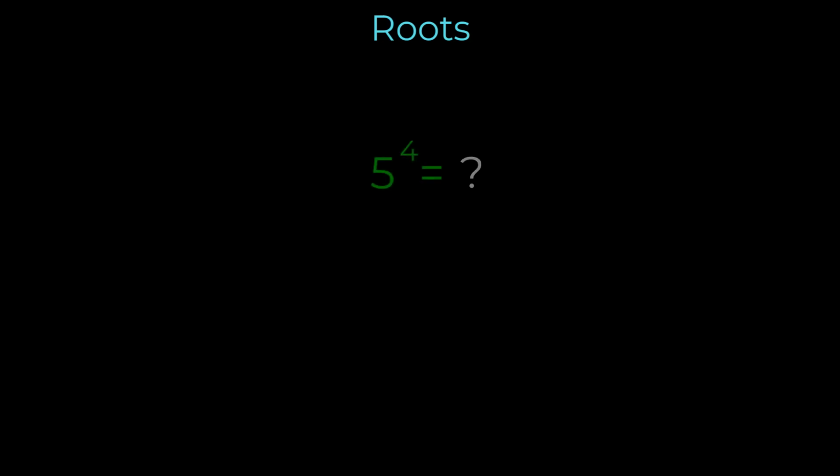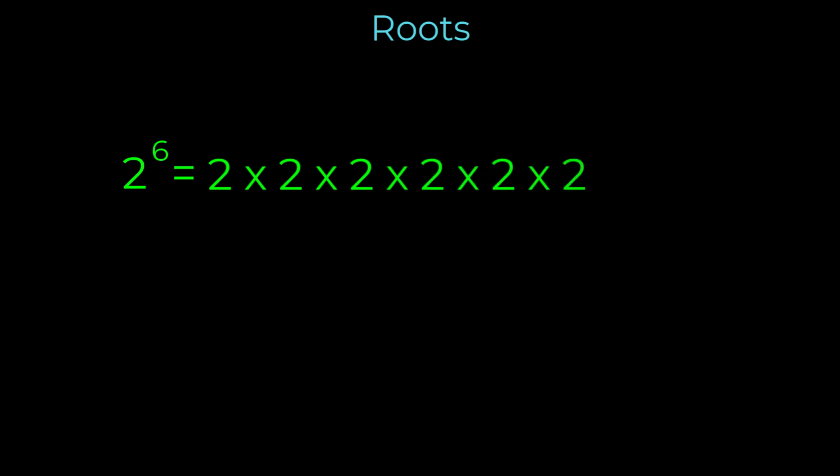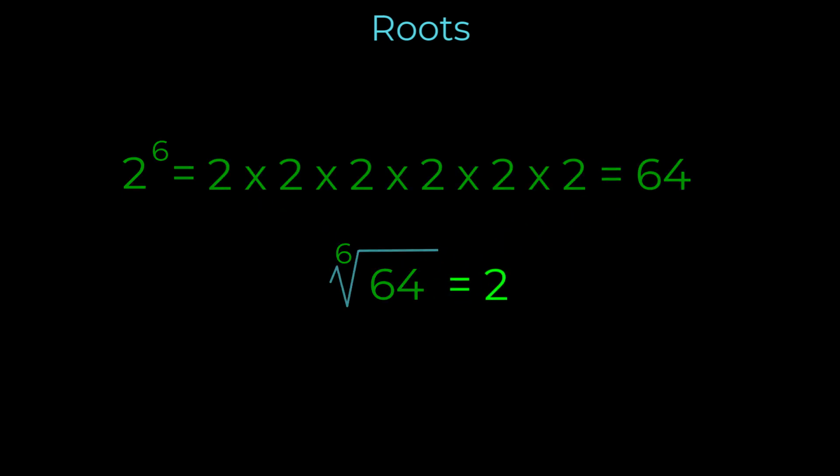What is 5 to the 4th power? It is 5 times 5 times 5 times 5, which is 625. What is the 4th root of 625? It is 5. What is 2 to the 6th power? It's 2 times 2 times 2 times 2 times 2 times 2, which is 64. What is the 6th root of 64? It is 2.